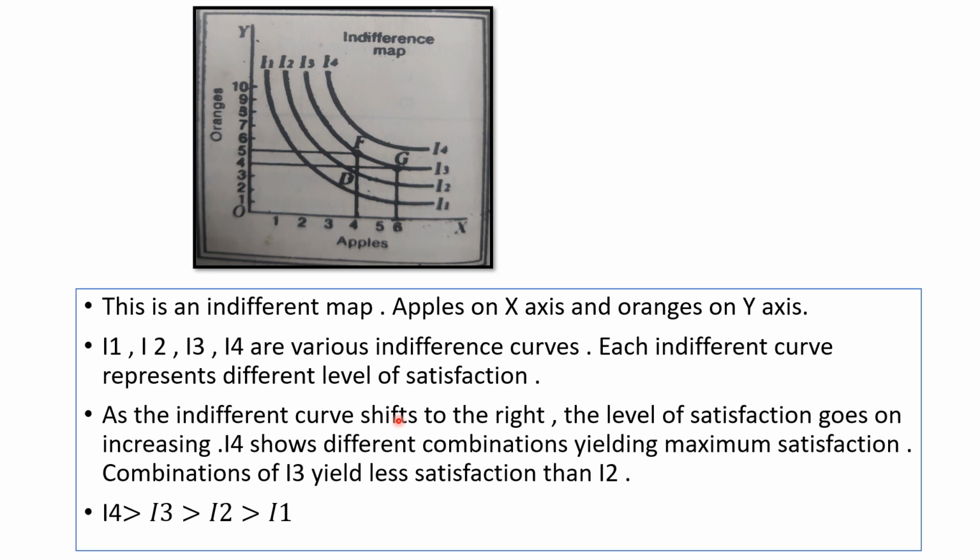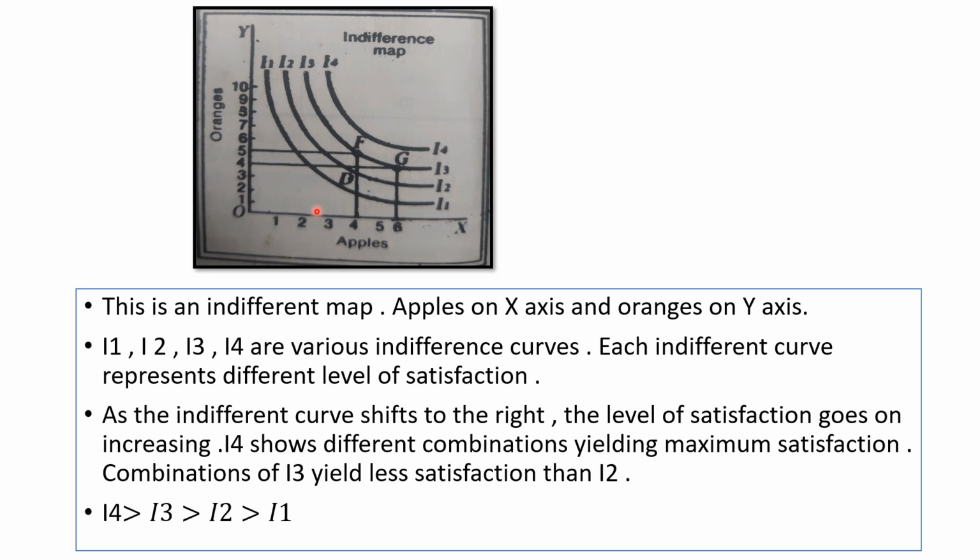As the indifference curve shifts to the right, the level of satisfaction goes on increasing. What does this mean? This means I4 is the maximum level of satisfaction and I1 is the minimum level of satisfaction in this diagram. I3 is a higher level of satisfaction as compared to I2. So the minimum level is I1 and the maximum level is I4. Clear? Now, what is this diagram showing?